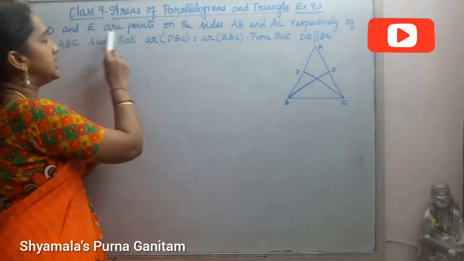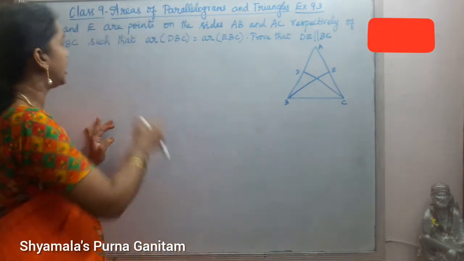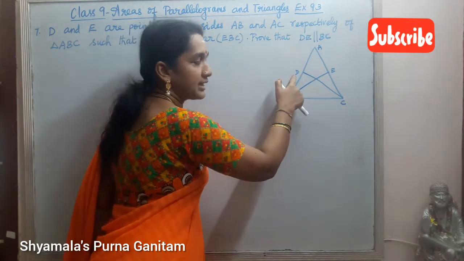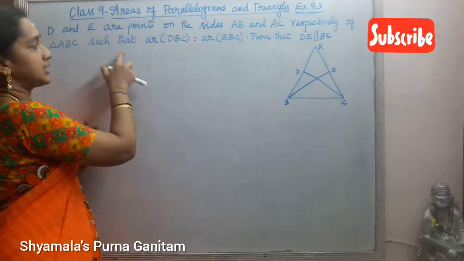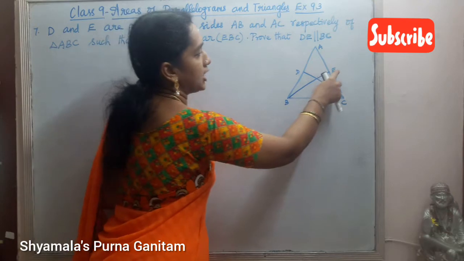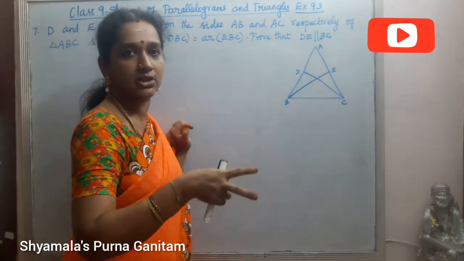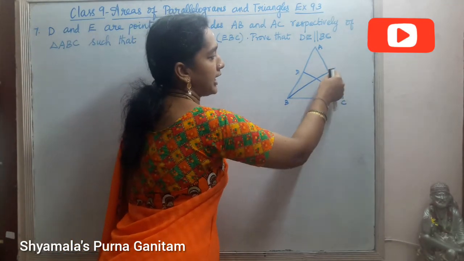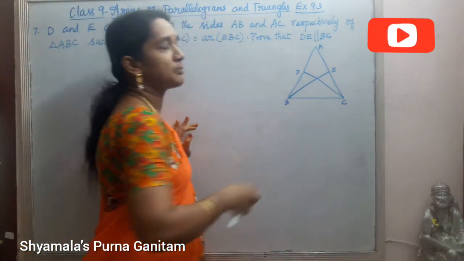So the 7th one is: D and E are points on the sides AB and AC respectively of a triangle ABC. So triangle ABC is there. In that there is a point D on AB and E on AC, such that area of DBC is equal to area of EBC. So two things are given: 2 points are there on two sides of the triangle, and the area of DBC is equal to area of EBC. We are asked to prove that DE is parallel to BC.